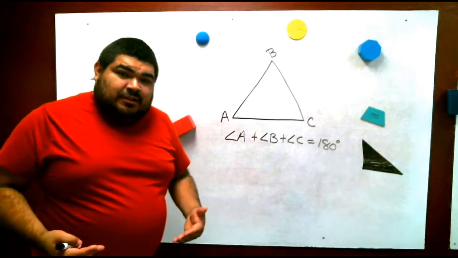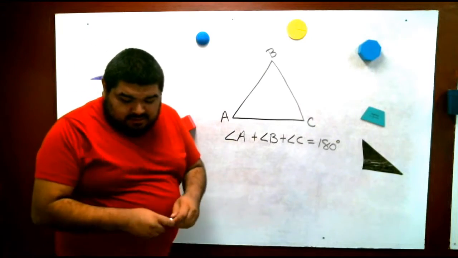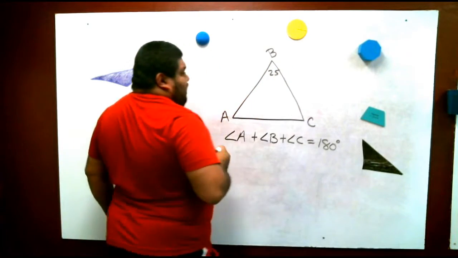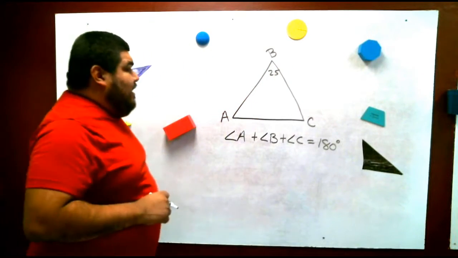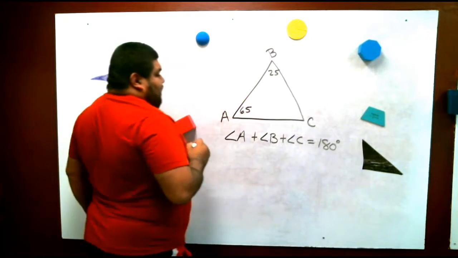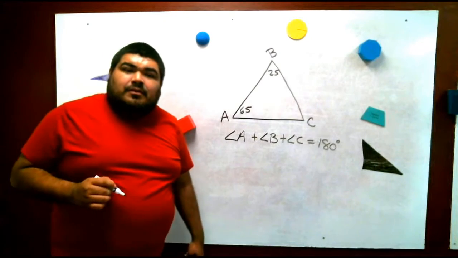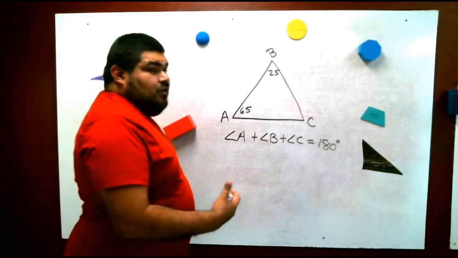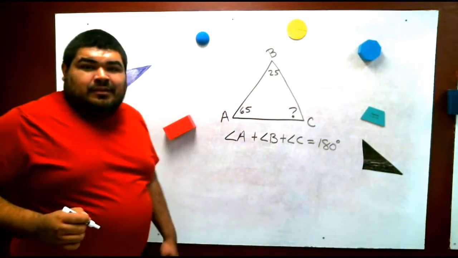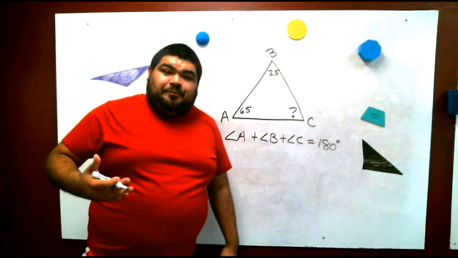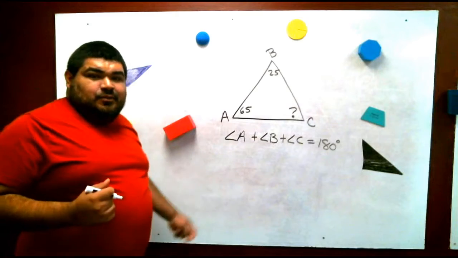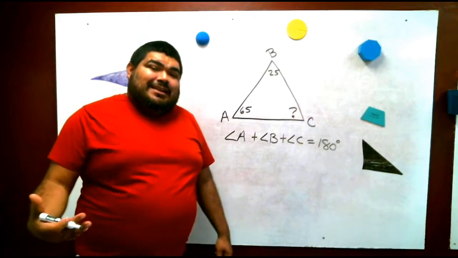I'm going to put measures in here. The measures are, we have a 25 on B, and then we have a 65 on A. All we're doing is we're going to solve for angle C. If we're looking for that third angle, remember, we can set it up this way. All we have to do is plug it in.